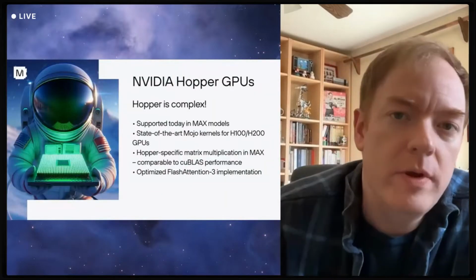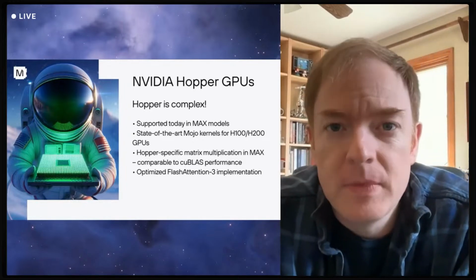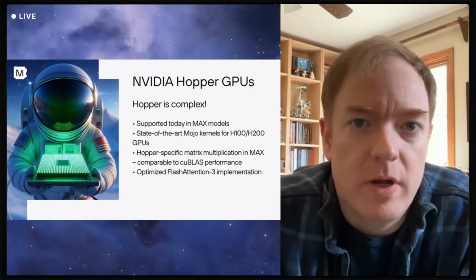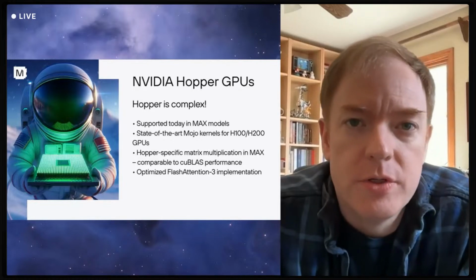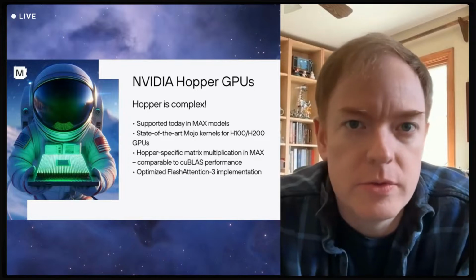To start off, we've added support for a new NVIDIA GPU architecture to Max, Hopper. We've had a lot of interest in running Max on H100 and H200 GPUs, and now you can use Max to get the most out of these GPUs for your AI workloads.